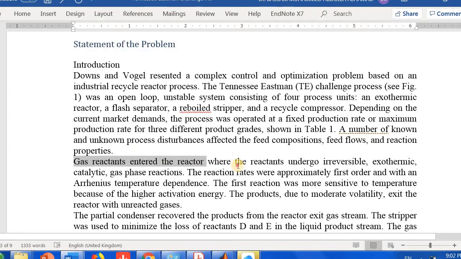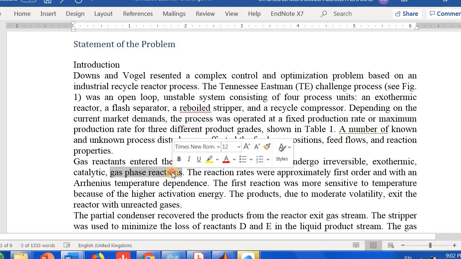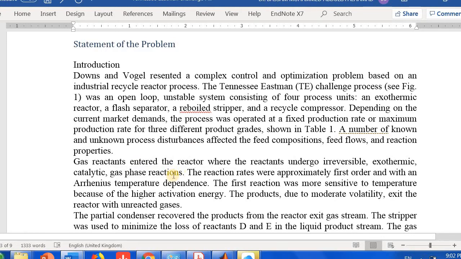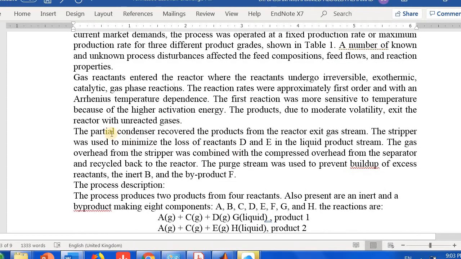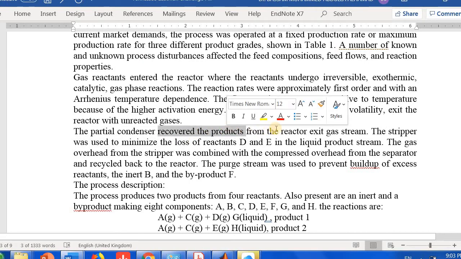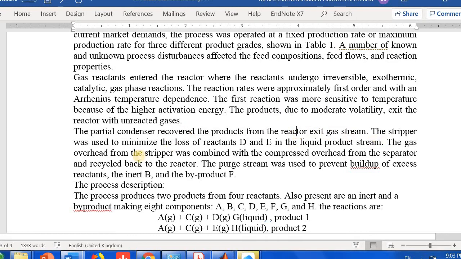So the gaseous reactants undergo an irreversible exothermic catalytic gas phase reaction. So this is the reaction, right? And because it's exothermic, that means the temperature is going to be increasing. Okay, why do I have a partial condenser? Because I want to recover the products, as we have said, that go out from the reactor. And the stripper is to minimize the loss of any reactants, because we still have some reactants. We do some kind of stripping to get the reactants back.